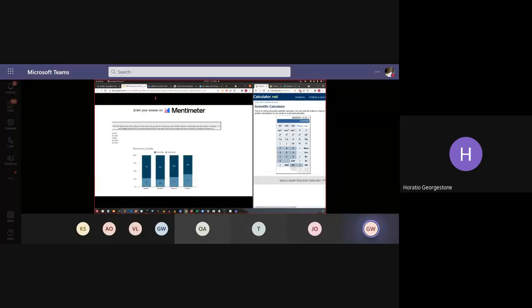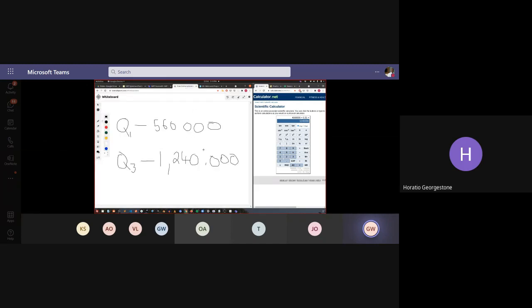Okay, so then we just have to say, as a percentage, how much more online revenue was made in quarter 1 compared to quarter 3? So it's just a percentage increase, essentially. So first we work out the difference. So 1,240,000 minus 560,000. That gives us 680,000.